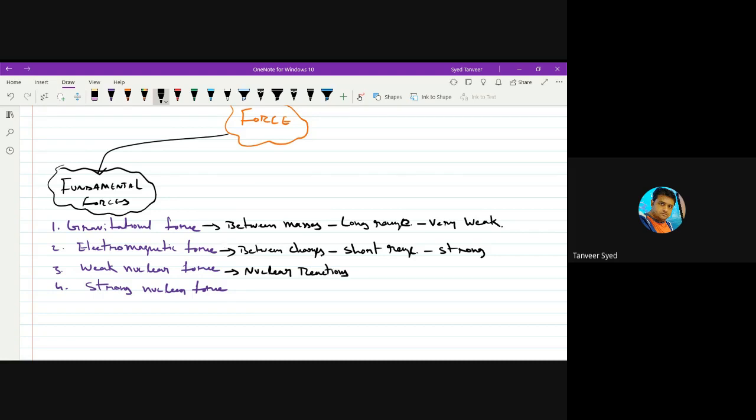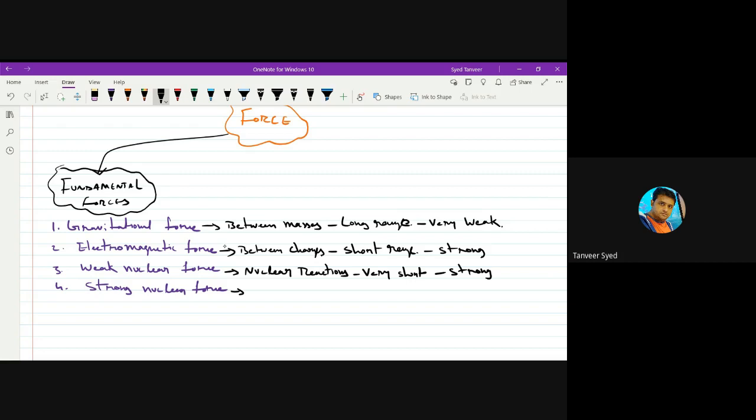Nuclear reactions, and its extent, its range is very short. It adds up to the range of the radius of an atom. That's all. And this is a strong force. And strong nuclear force is that force which is responsible for holding the protons in the nucleus.